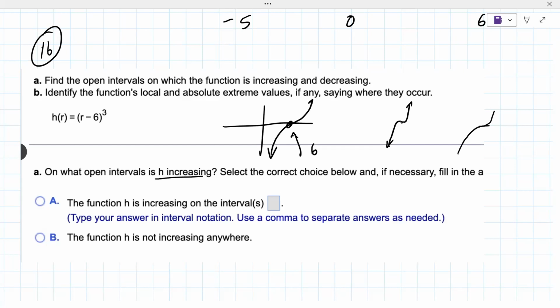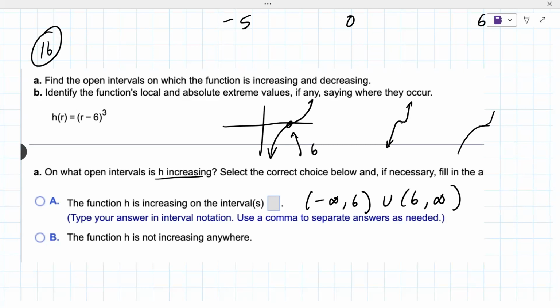And that means that 6 is a critical point. But in terms of where it's increasing, it's increasing everywhere up to 6 and everywhere after 6. Okay. And you can see that from the graph.